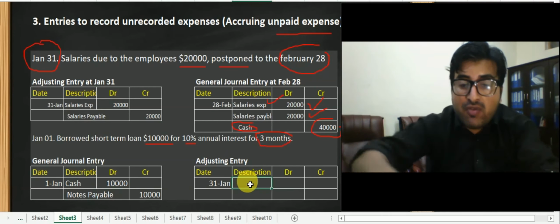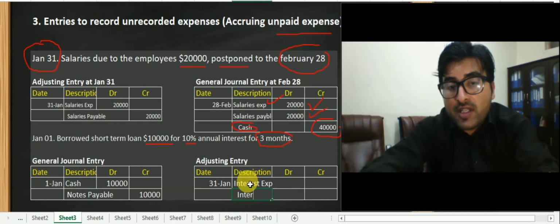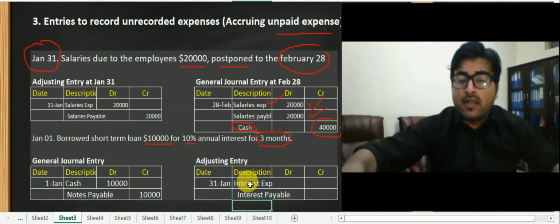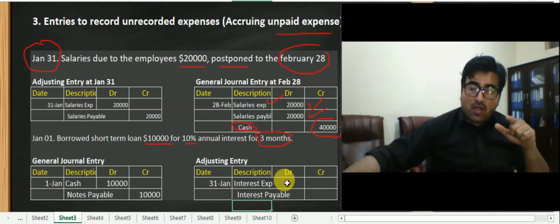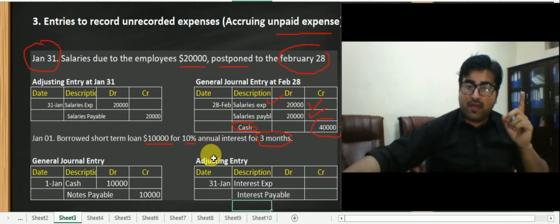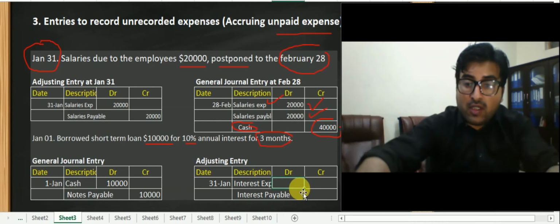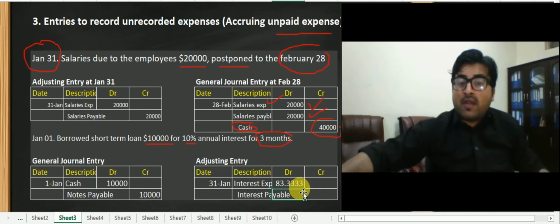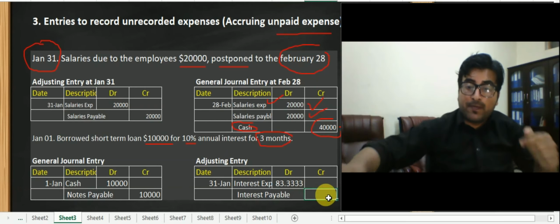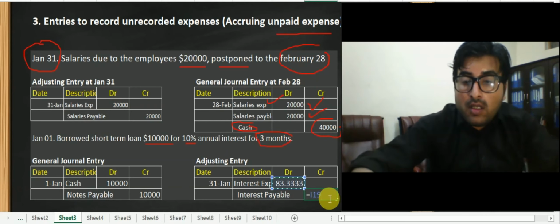What? Interest expense debit, and interest payable credit. But how much interest expense? If the loan is $10,000, the interest of 1 year at 10% is 1,000, and now find out 1 month. So 1,000, which is 1 year interest, divided by 12. So in 1 month it is 83.33. Clear?